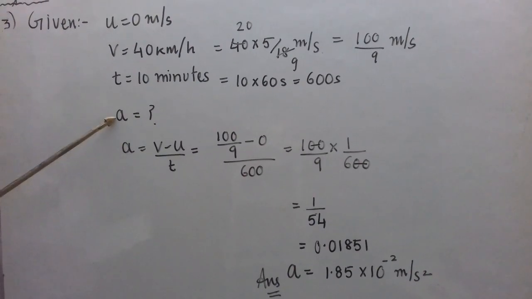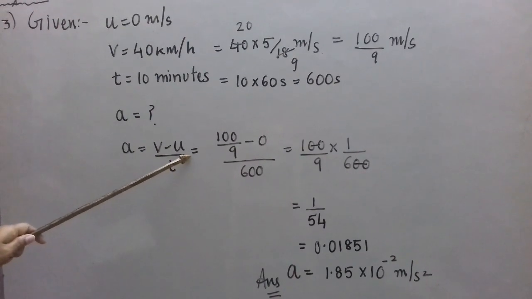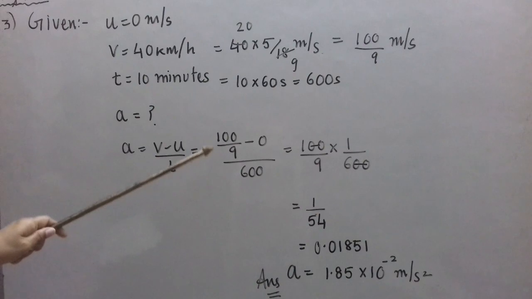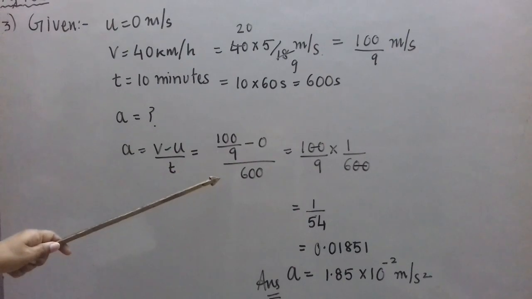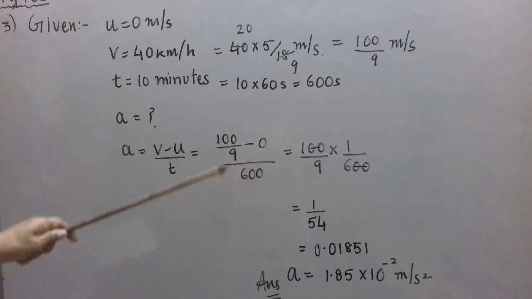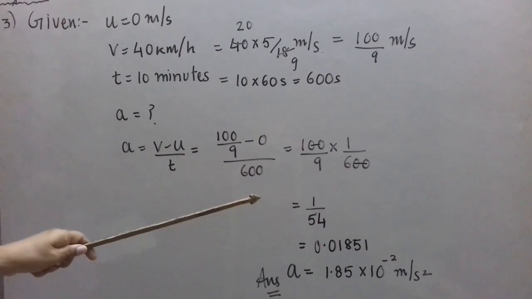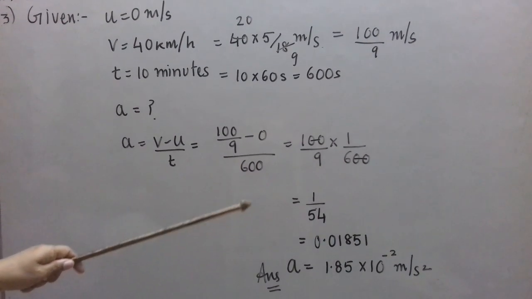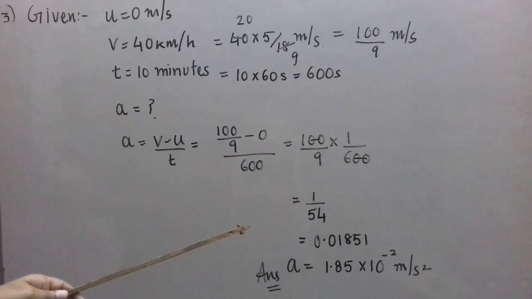Now again acceleration formula we can use by definition. a is v minus u upon t is equal to, put the value of v 100 upon 9 minus u is 0 divided by t is 600 is equal to, numerator becomes 100 upon 9 divided by 600 means into 1 upon 600. Zeros get cancelled, so we are left with 1 upon 54. And after simplification, the answer comes out to be 0.01851.